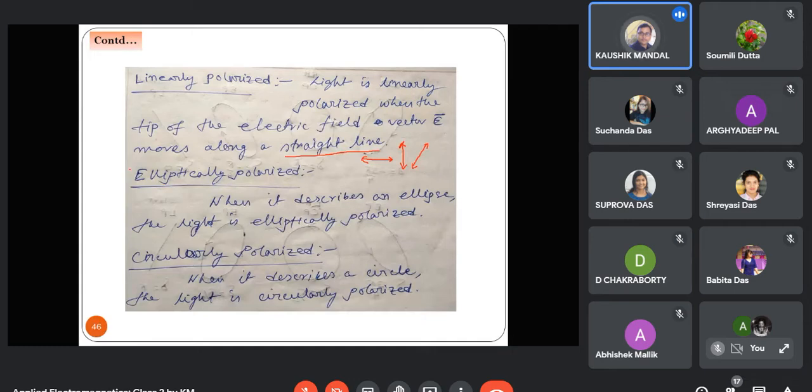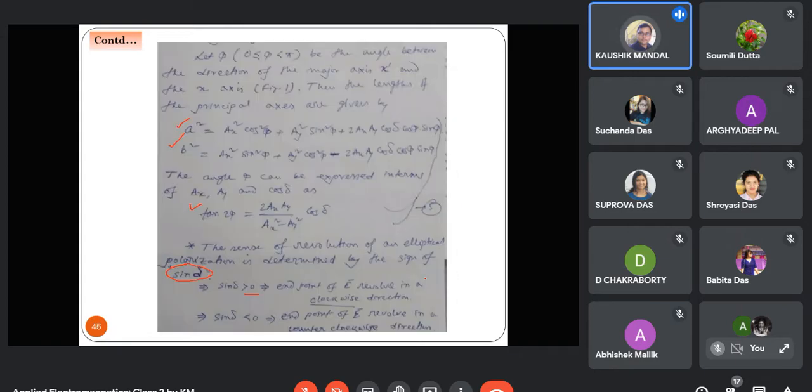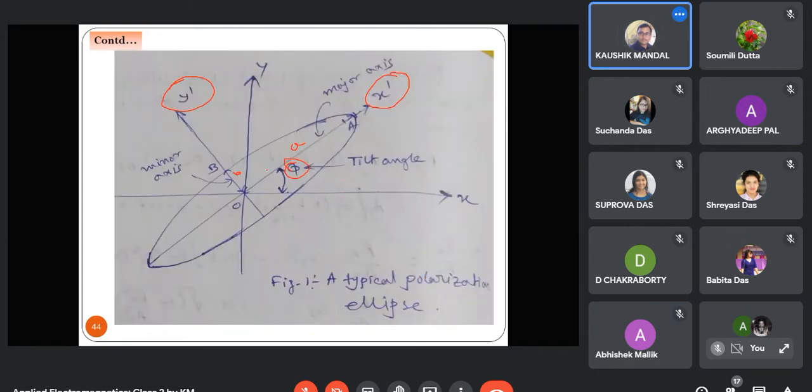So the next one is the general case, elliptically polarized. In case of elliptically polarized, once again you have to say that if the tip of the electric field vector describes an ellipse, then you can say the light is elliptically polarized. Then what about the circularly polarized? Same, if the tip of the electric field vector describes a circle, then it will be the case of circularly polarized. So circularly polarized means what will be this particular ellipse, what will be the shape of this ellipse?